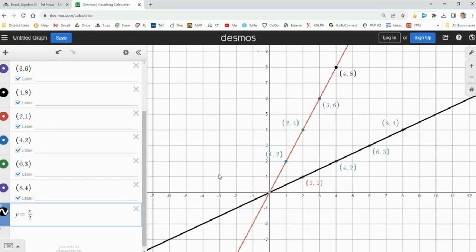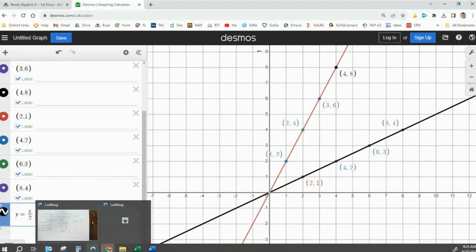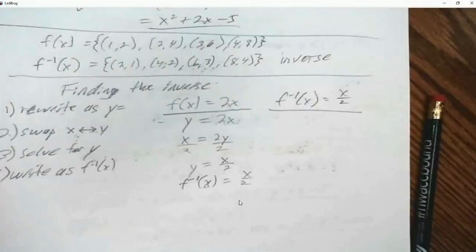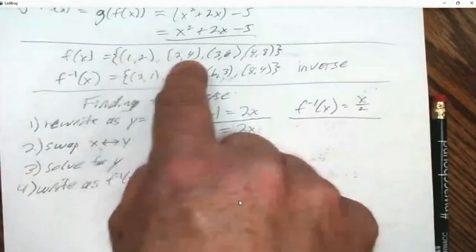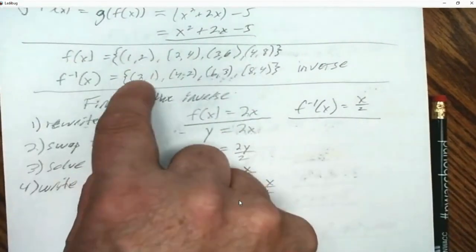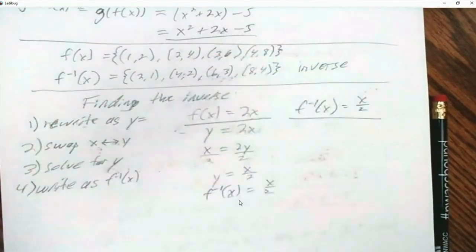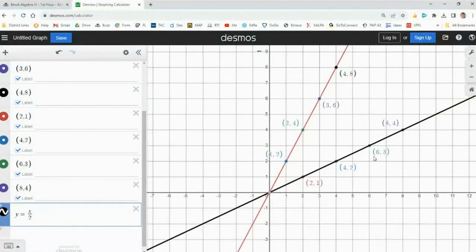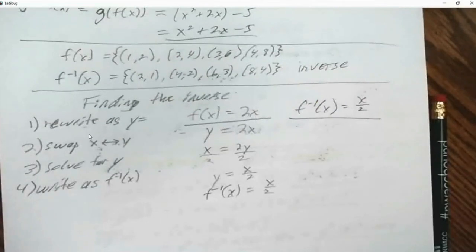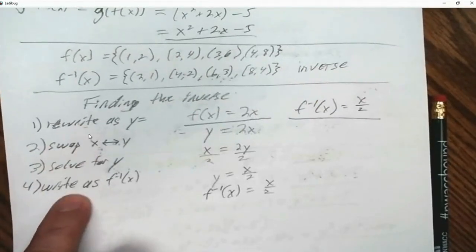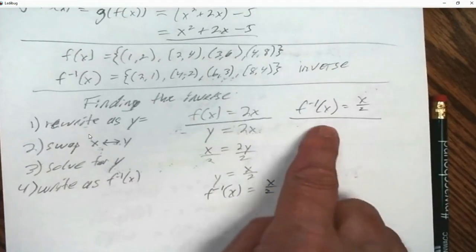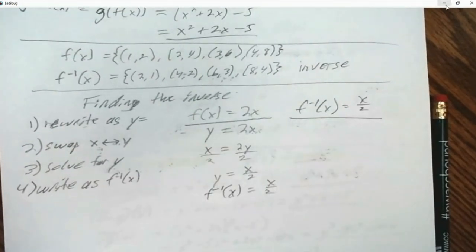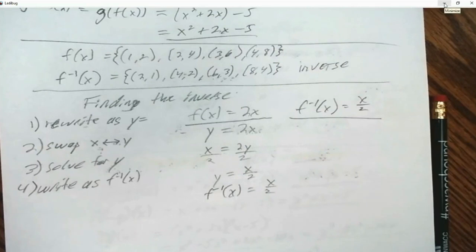So what we see with Desmos is exactly what it said we would see. It said if these points exist on f of x, we can reverse those points, and they will all be found on the inverse of f of x. And that's exactly what we saw. Because we algebraically found the inverse using these 4 steps. And the inverse did have those points. So it's important to know how to find the inverse for this unit.